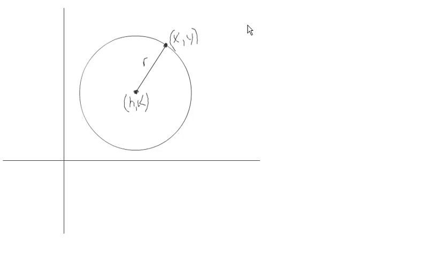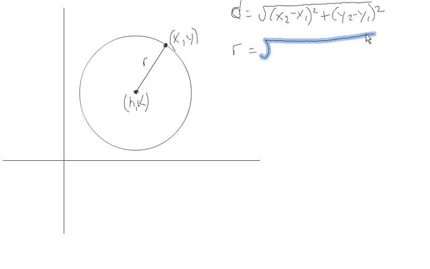I'm going to use the distance formula, and since the distance from (h, k) to (x, y) is the radius length, instead of distance, where distance equals the square root of (x2 minus x1) squared plus (y2 minus y1) squared, we're going to use radius equals, and as our x2, y2 pair, I'm going to use just the x and the y.